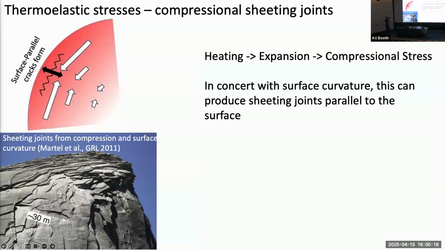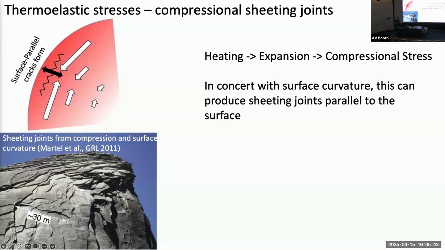And we have this in Yosemite Park as a good example on Earth here, where you have regional compressive stresses of a couple of megapascals. They're just tectonically driven. These aren't thermal stresses. And you have this surface curvature in these granitic domes, and it can generate these sheeting joints, where you have a crack that's parallel to the surface or just below the surface.